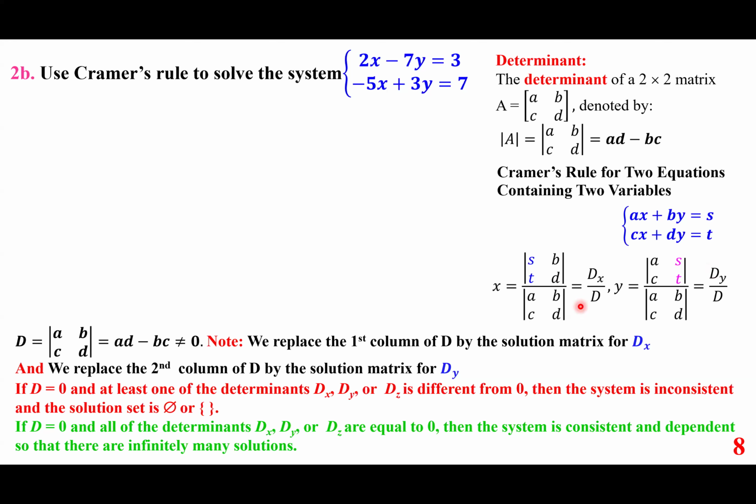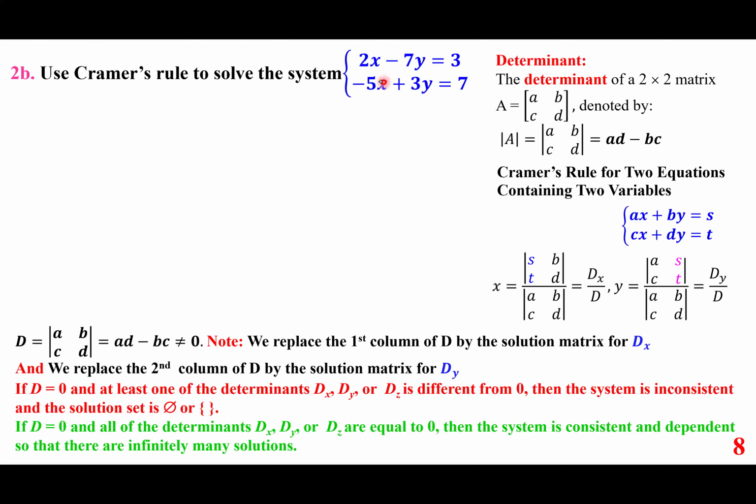If D is zero, if the denominator is zero, but D sub X or D sub Y or D sub Z, if it happened to be a 3 by 3, if any of them is non-zero, then there's no solution. But if D is zero, and D sub X, D sub Y, D sub Z, however many, you may have a 4 by 4, all of them are zero, then it's a dependent system, infinitely many solutions.